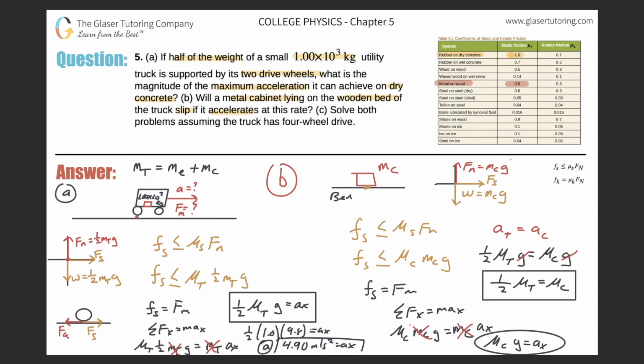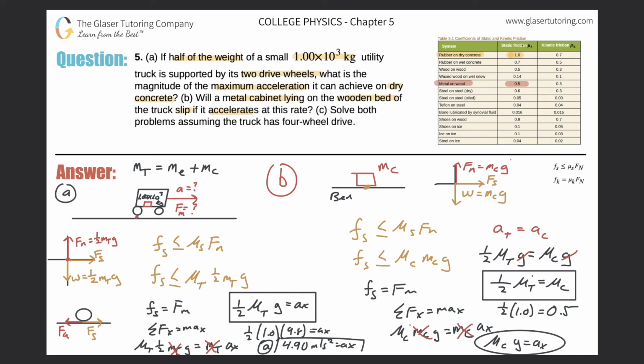So, in other words, what I'm trying to say is that when the accelerations are equal, the coefficients of friction must also follow this relationship. And if they do, then that means these are also equal, right? So let's see what the numbers actually work out to be. We have 1/2 times the coefficient for the tires on the road, which was 1, equals the coefficient of friction between the metal cabinet and the wooden bed, which was 0.5.